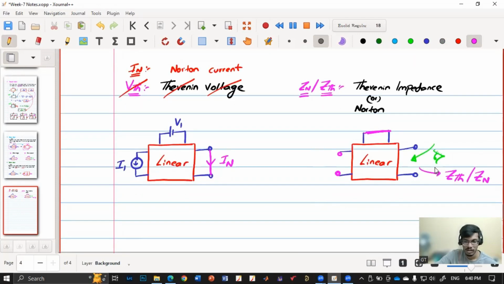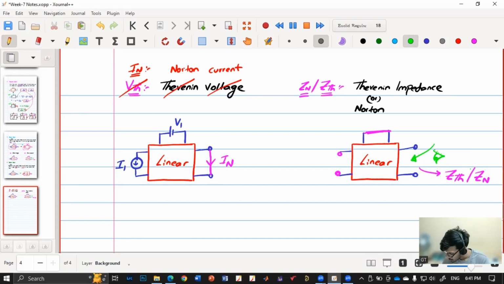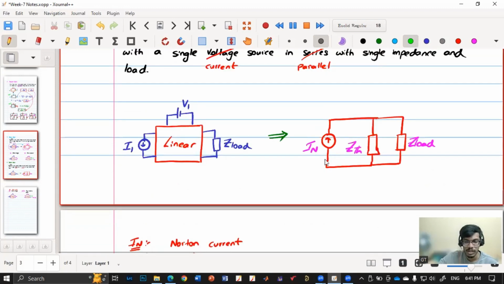For the impedance, Thevenin or Norton impedance, we'll remove all the, or open circuit all the current sources, short circuit all the voltage sources, and we'll look from these load terminals, and we'll see what is the impedance that we are getting, and that impedance will give the Norton or Thevenin impedance. So after getting both Norton current and Norton impedance, the overall circuit can be represented something like this, where we have current source, all are in parallel with Thevenin impedance and load.